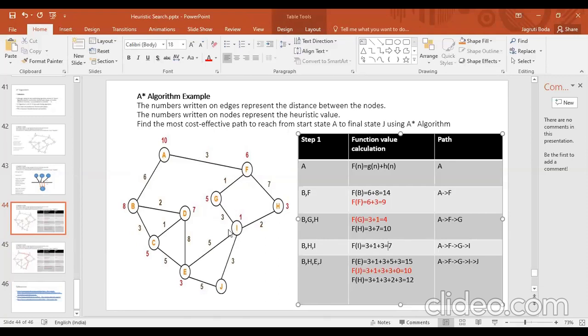Now I explore the successor of I. So which are the successors of I? That is H, E and J. So I have to calculate the value of f of E, f of J and f of H. So f of E is equal to 3 plus 1 plus 3 plus 5, and we have to add the value of heuristic, that is 3. So here the E heuristic value is 3. You all can see the E node has the value 3. So total value of f of E is equal to 15.